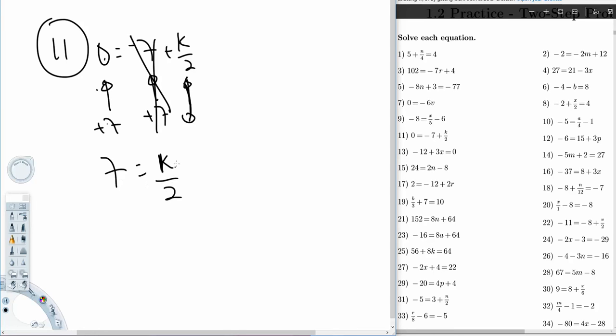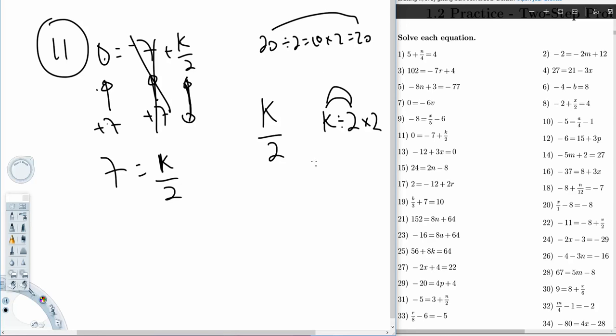Anything we have over 2 really means divided. K over 2 really means k divided by 2. And if we do something to it, if we want to bring it back to k, we have to multiply by 2, right? So let's say k equals 20. 20 divided by 2 equals 10. Multiplied by 2 equals 20. Think about that. Do a couple of them, you'll see it works every time. So if we have k divided by 2, we have to multiply this whole problem by 2. So that's 14 equals, this cancels out, k. K equals 14, am I right? Yes, I am.